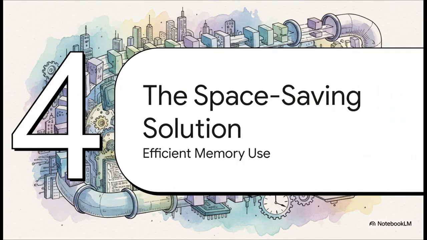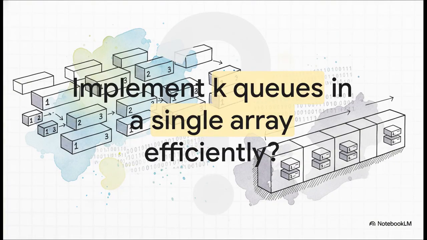Okay, let's move on to our final and most advanced problem. What happens when you don't just need one queue, but you need a whole bunch of them, and you're really tight on memory? So imagine this. You have to implement, say, k different queues, but you've only been given one single array of size n to store all of their data. How can you pull this off without wasting a ton of space?